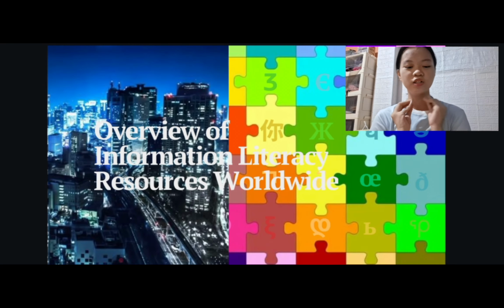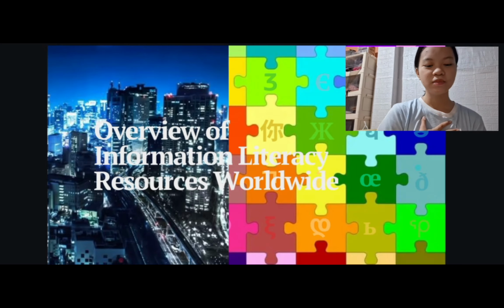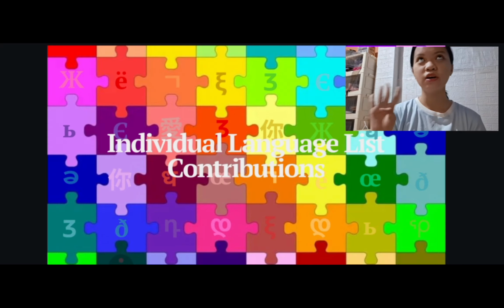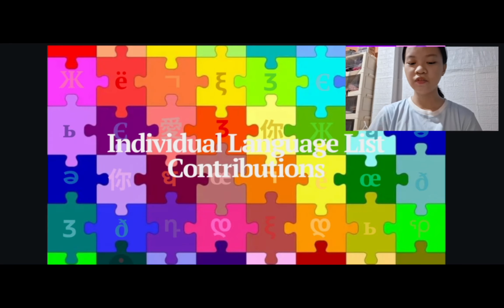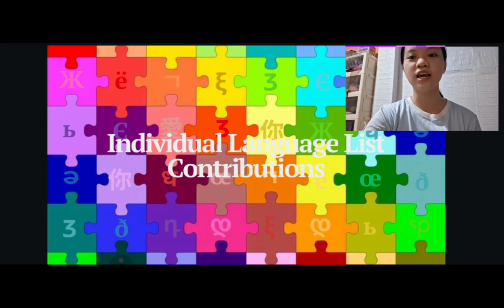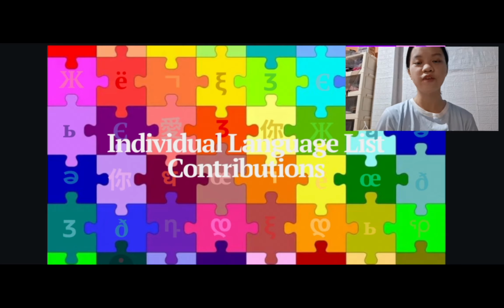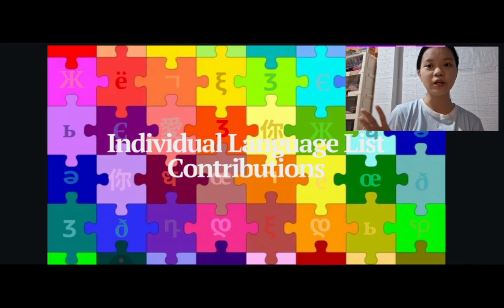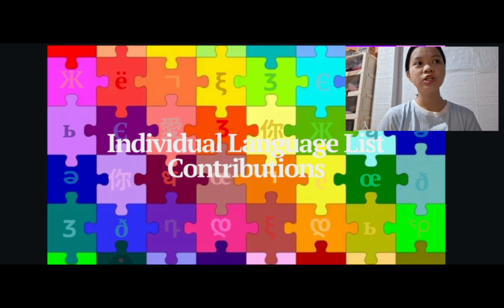The topic for our reporting today is overview of information literacy resources worldwide, and I will be specifically tackling chapter 4, which is the individual language list contributions. Now, as Gabriel has already previously said, information literacy, or IL, refers to the ability to find, evaluate, and use information effectively. Information literacy is important because people everywhere rely on information to study, work, and make important decisions.